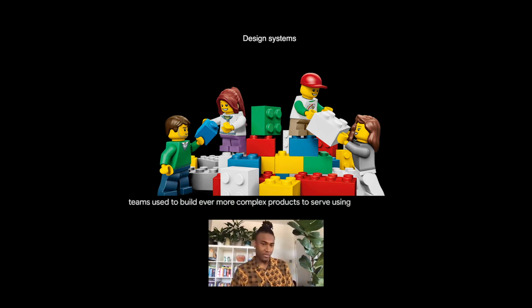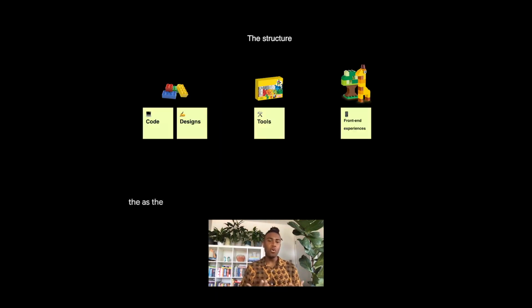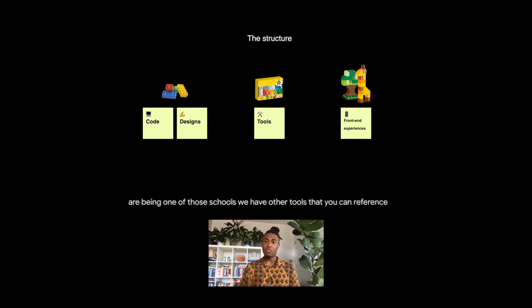And if we run with that metaphor and we think about the Lego pieces as the code and the designs that can then be referenced via the tools, Figma being one of those tools, but you have other tools that you can reference a design system's components in. Those tools are then referenced by designers that can use those individual pieces to build ever more complex front-end experiences that solve or address user needs.